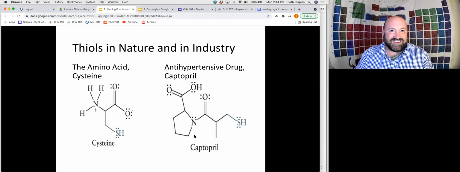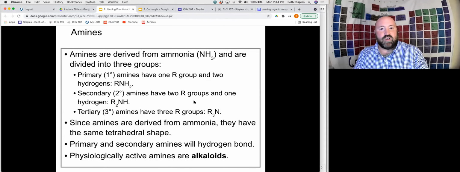It's in the amino acid cysteine. We'll be talking about amino acids in a couple of weeks. It's in an anti-hypertension drug called captopril. We can find thiol functional groups there. Brings us to our last functional group for this lecture, our amines.